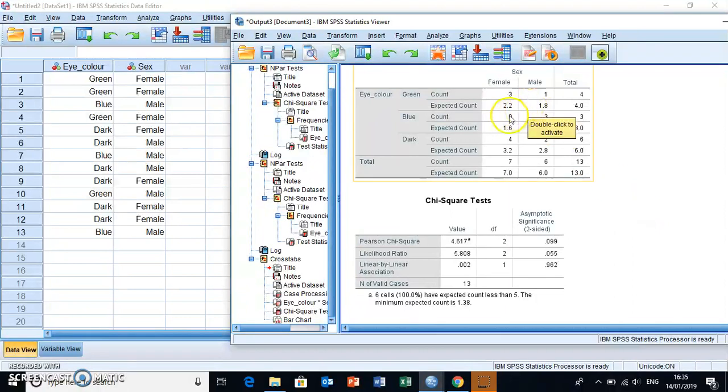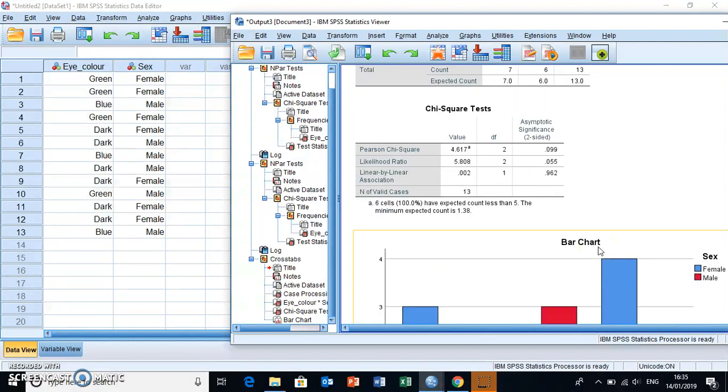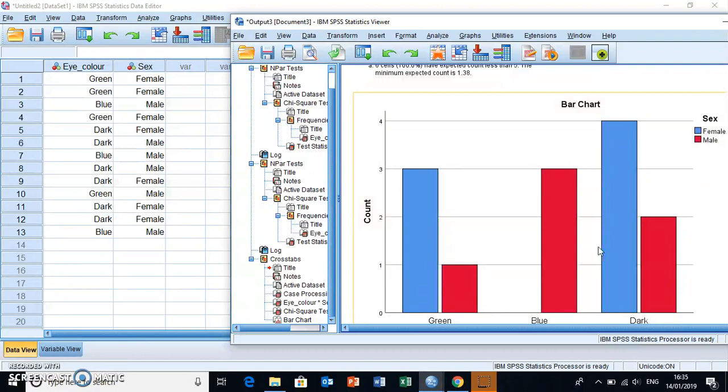Even though we might think so from what we see here, for example, we could say that the mode for dark eyes is 4, and that's in the females, but it is not significantly higher than the number of males with dark eyes. Okay, so that is our test result here, and this tells us that there is no association between eye color and sex in our 13 subjects here. This is our clustered bar chart that we get.